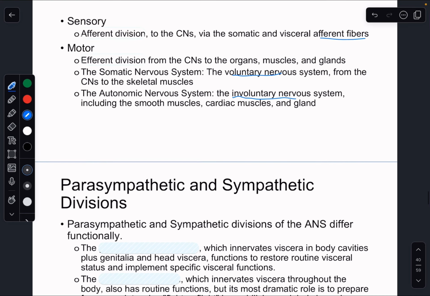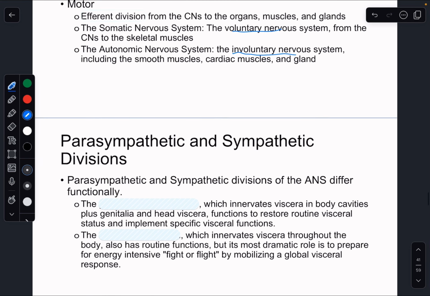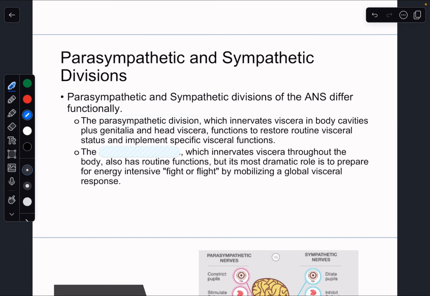All right. Now dividing the autonomic further, we have the parasympathetic and the sympathetic. The parasympathetic division innervates viscera in the body cavities, plus genitalia and head viscera, and functions to restore routine visceral status and implement specific visceral functions. So think of parasympathetic as going back to homeostasis. The sympathetic division innervates viscera throughout the body and also has a routine function, but its most dramatic role is to prepare for energy-intensive fight or flight by mobilizing a global visceral response. So the words fight or flight should give you the green light as to what the sympathetic is.